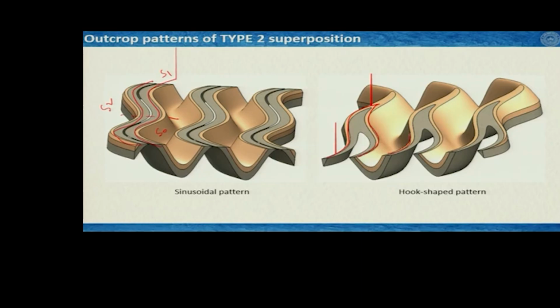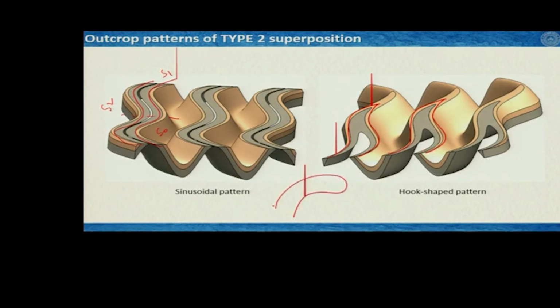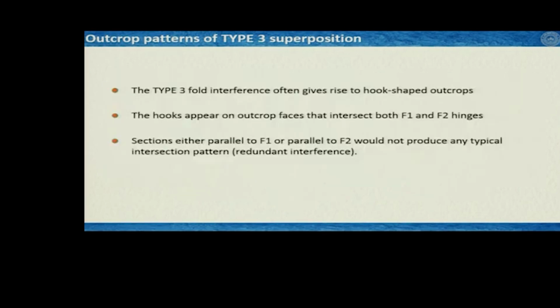It is coming like this, and this is known as a hook because it is coming something like that. So, these hooks are also possible in type 2 superposition of folds. Now, let us talk about what happens with the type 3 superposition. Type 3 fold interference is essentially characterized by hook shaped outcrops. So, you also get them in type 2 deformation.